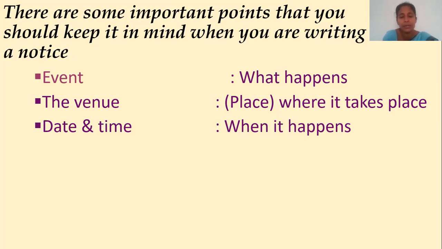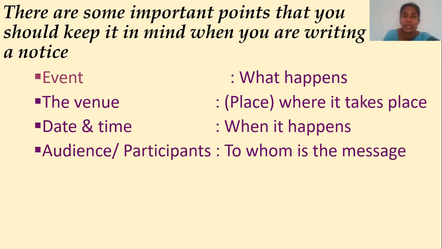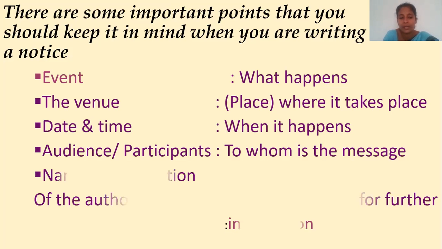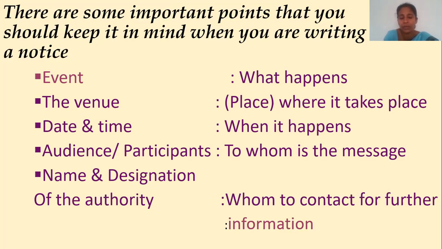It's very clear for you, because definitely we have to write all these main points in a notice. And the next point is audience or participants. To whom is the message? We are writing a message to a particular person or particular audience or participants, so we have to mention the participants. And the next one is the name and designation of the authority, that means whom to contact for further information.